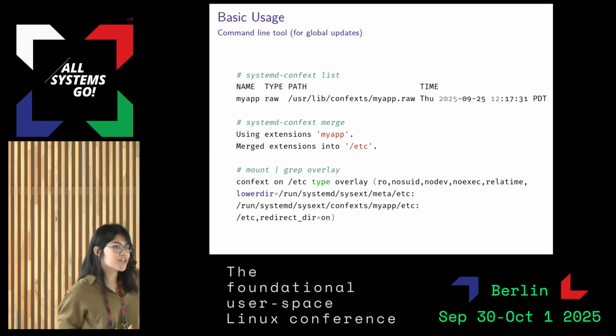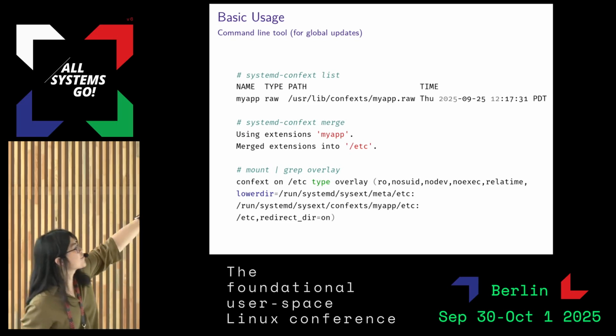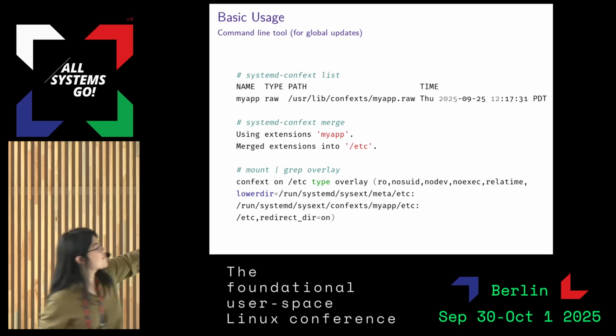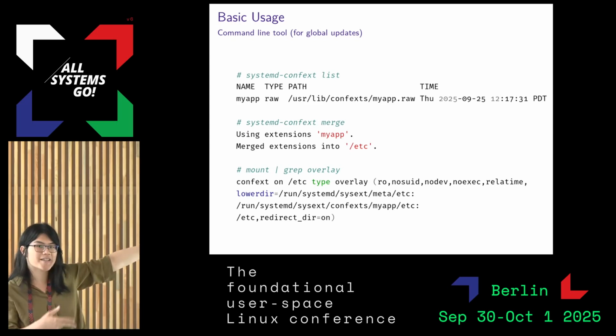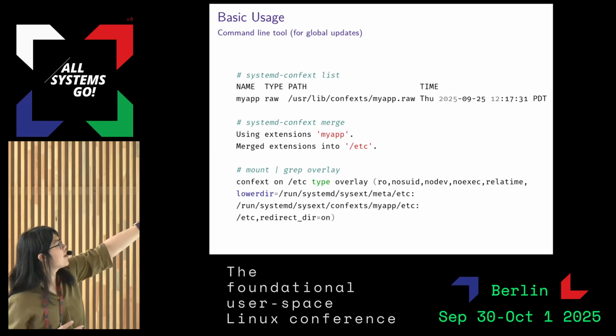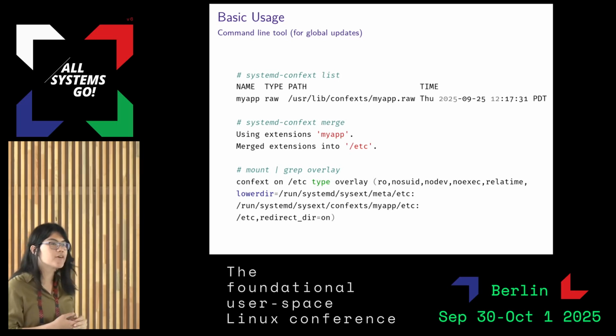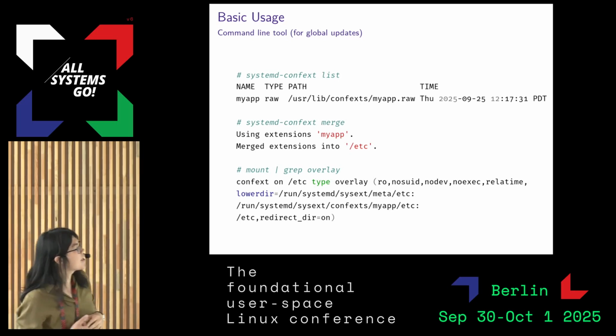Now remember, for overlays, we have to read it from the right to the left, right? So at the very bottom, you have /etc, right? That is your base /etc that came with the file system. And then you have whichever extensions in the middle, plus some metadata at the very front.